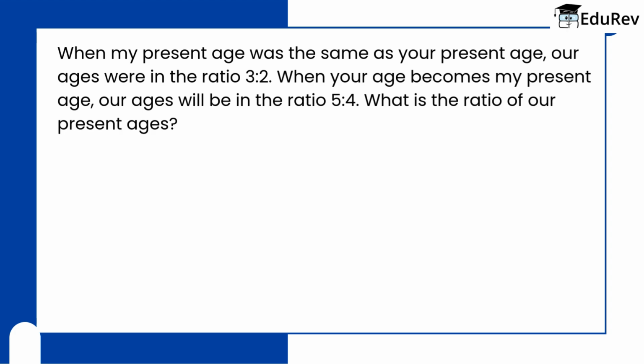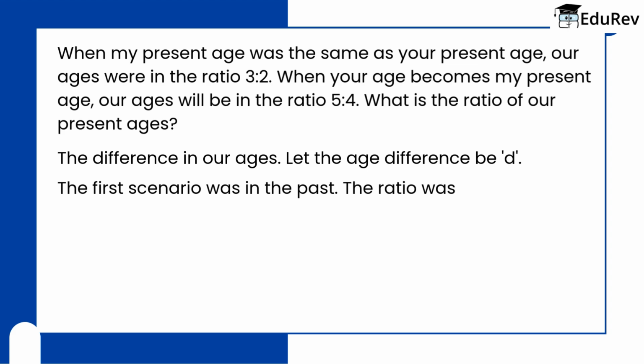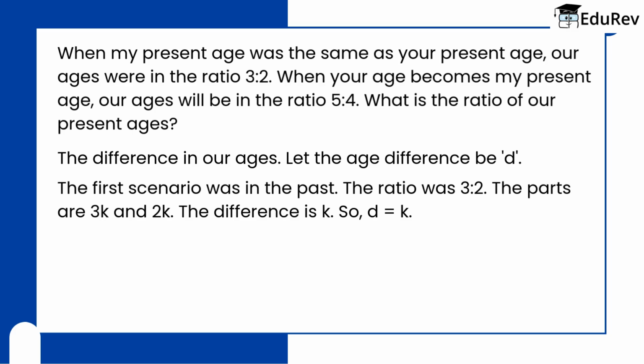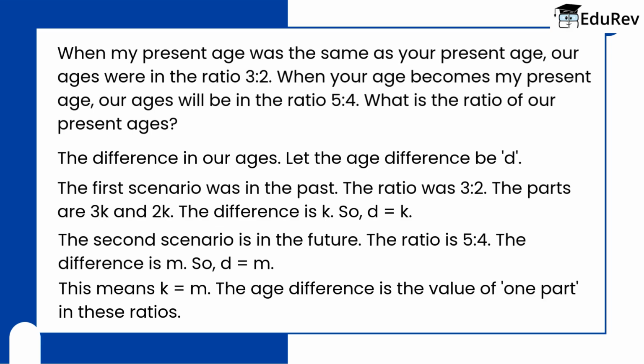This looks tricky, but there's one thing that never changes: the difference in our ages. Let the age difference be D. The first scenario was in the past. The ratio was 3 to 2. The parts are 3K and 2K. The difference is K, so D equals K. The second scenario is in the future. The ratio is 5 to 4. The difference is M, so D equals M. This means K equals M. The age difference is the value of one part in these ratios.